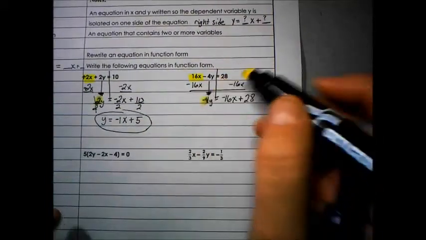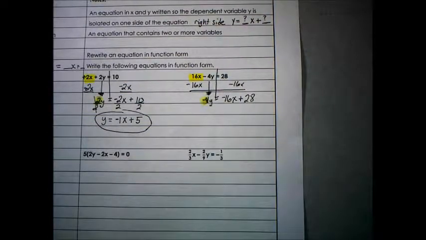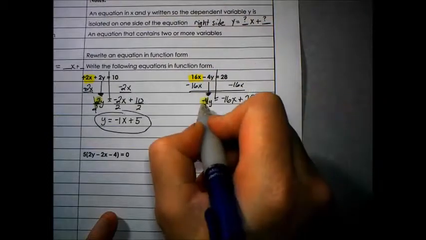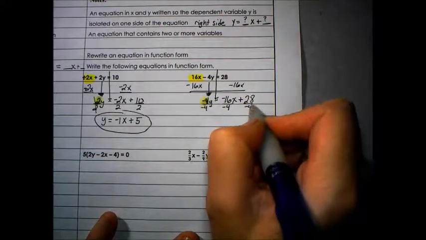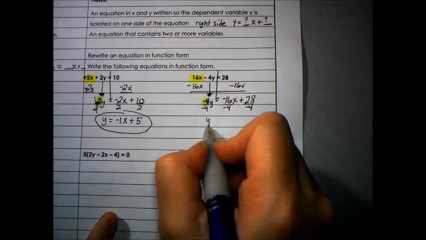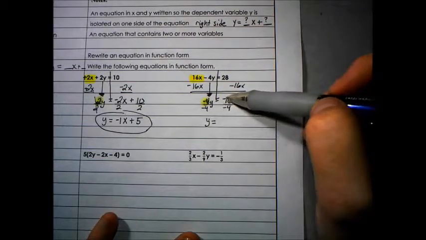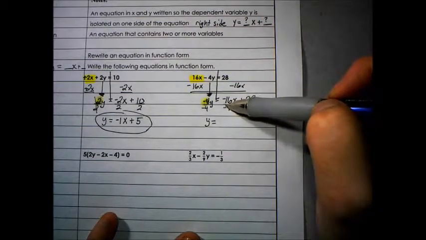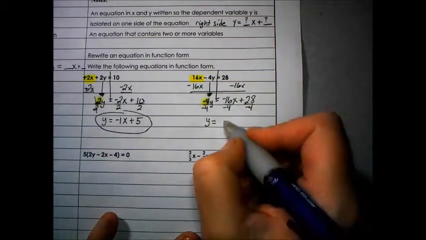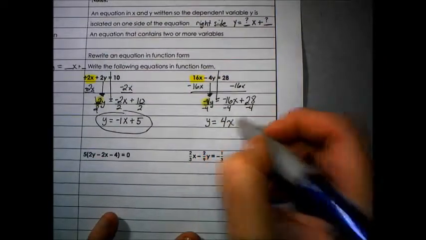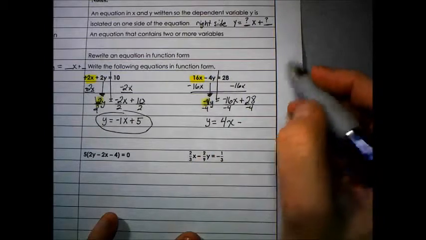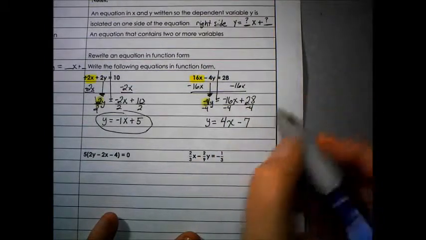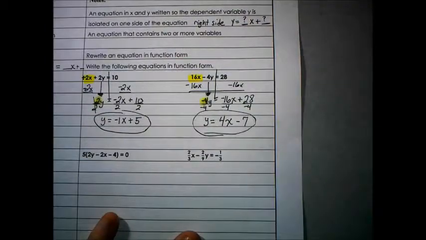My next step is to move the negative 4. This is a multiplication, so I have to divide by negative 4. So make sure you divide the right side by negative 4, each item. So I'll have y equals. Now, negative 16 divided by negative 4, the negatives cancel out, and 16 divided by 4 is just 4. 28 divided by negative 4 is a negative, and 28 divided by 4 is 7. There's your answer.